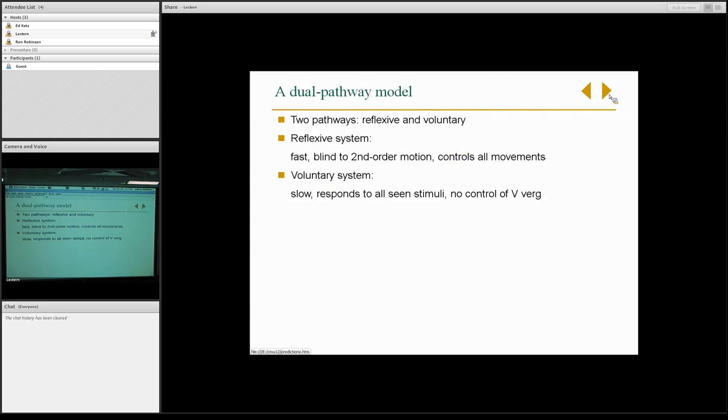So basically these results taken all together have led us to this model of having a reflexive and a voluntary pathway, and that the reflexive system is fast. It doesn't see the second order motion, but it can control all types of eye movements, versus the voluntary system, which is slower but can respond to anything that we can see, but it does not control vertical vergence. So we have this kind of a dissociation of the two.